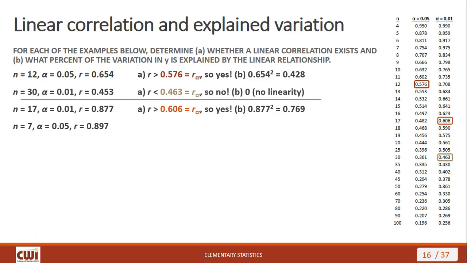Here's another example. Sample size of 7 with a significance level of 5%. Linear correlation coefficient 0.897. Do we have a linear correlation here? And if so, what percent of the variation in y is explained by the linear relationship? Again, I'll give you a moment to determine.